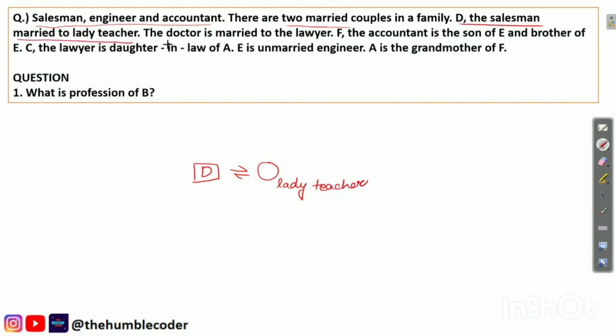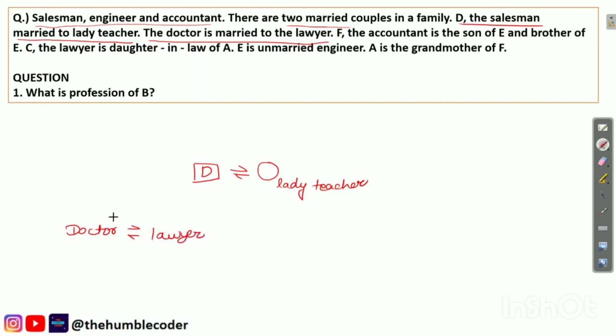The doctor is married to the lawyer. So again, a statement is given to us, but there is no relation to the one which we have written till now. So what we can do is we can simply write it like this. Doctor is there, and we do not even know the genders, right? So we can only write it like this: doctor is married to the lawyer.